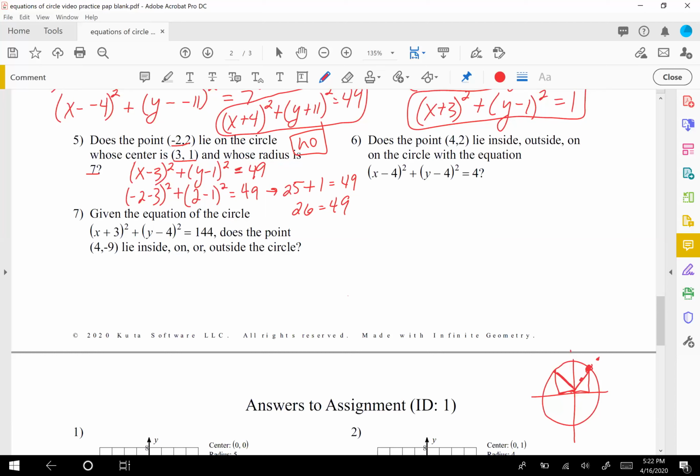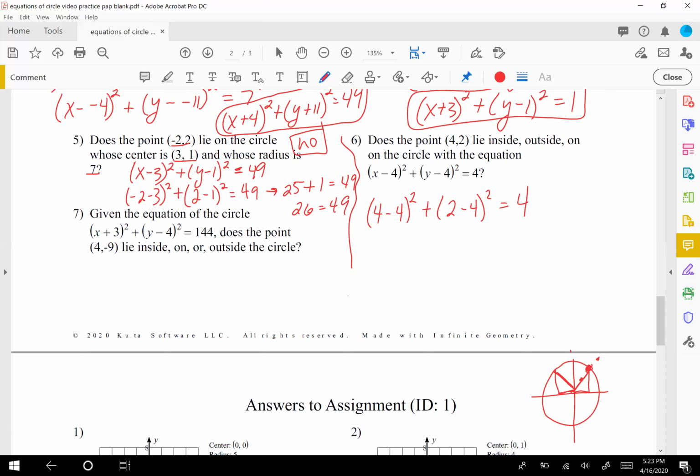So now let's come over here. It says, does the point 4, 2 lie inside, outside, or on the circle with the equation x minus 4 squared plus y minus 4 squared equals 4? All right, just plug in. 4 minus 4 squared plus 2 minus 4 squared equals 4.